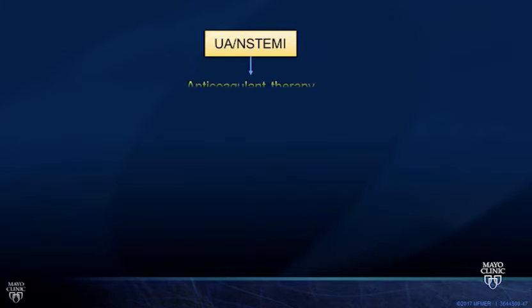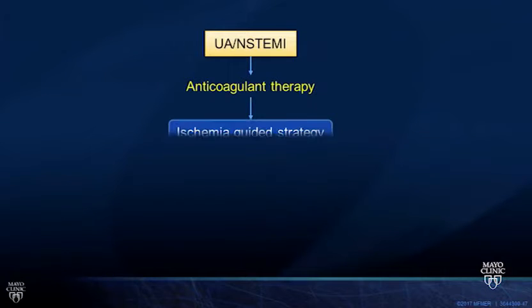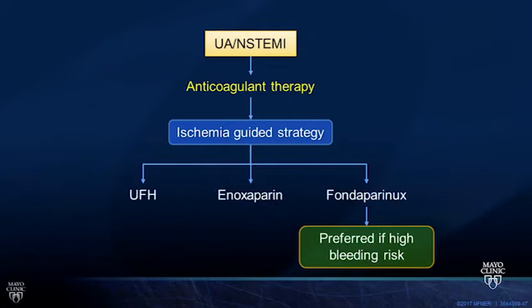So for our patient who's presenting with ACS and we're considering anticoagulant therapy and we're going towards an ischemia-guided strategy, the options are unfractionated heparin, enoxaparin, and fondaparinux. In this instance, fondaparinux may have an advantage, especially if our patient is considered a high bleeding risk.